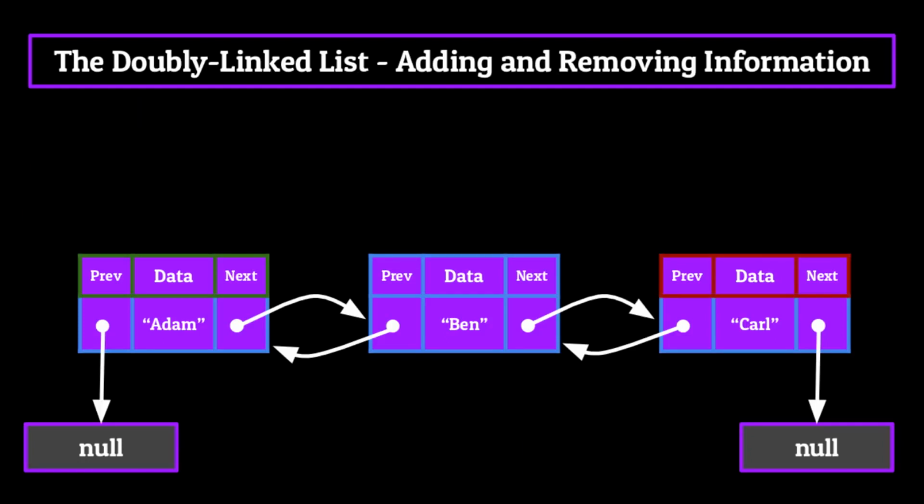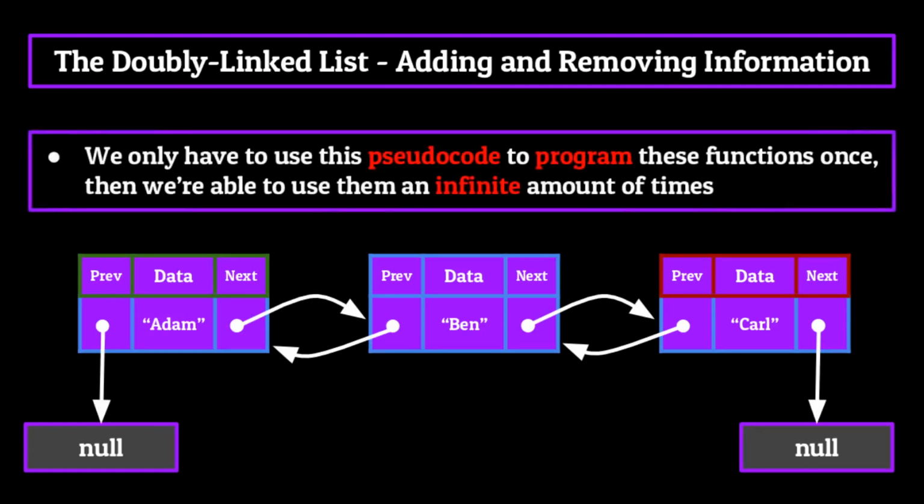Adding and removing information from a doubly linked list might sound like a hassle, but remember, we only have to use this pseudocode to program these functions once in whatever language we're implementing them in, and then we're able to reuse them an infinite amount of times.